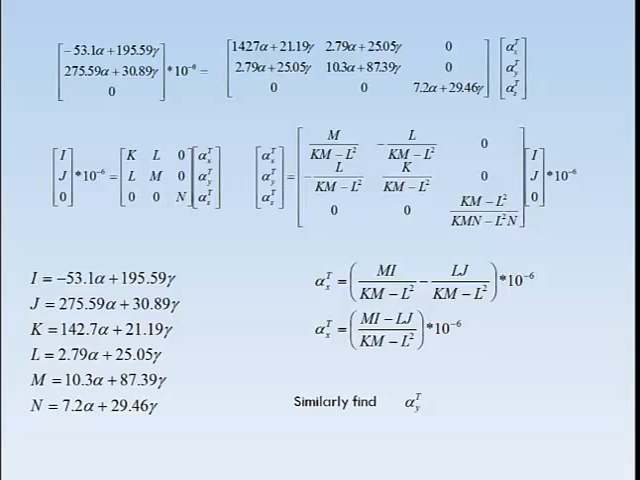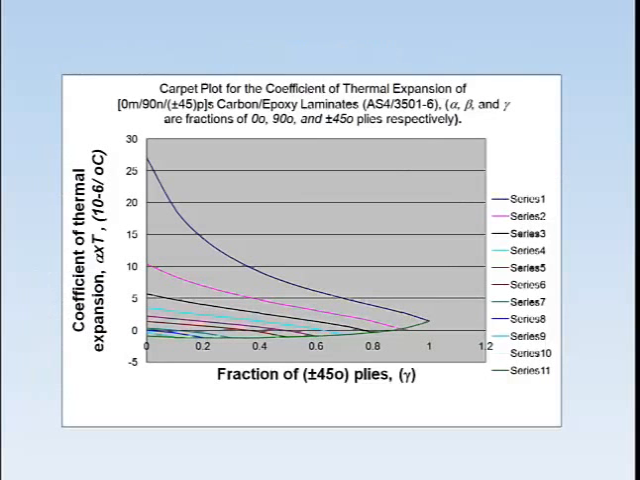alpha Tx for the coefficient of thermal expansion is reduced by MI divided by KM minus L square, minus LJ divided by KM minus L square, into 10 to the power minus 6. Alpha Tx is equal to MI minus LJ divided by KM minus L square, into 10 to the power minus 6. Similarly, we have to find the coefficient of thermal expansion in the y direction, alpha Ty. So these are the graphs we are getting by using an MS Excel program from the various equations.